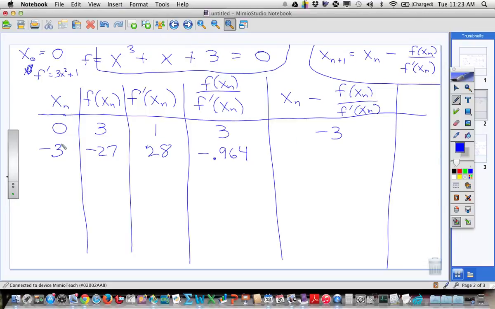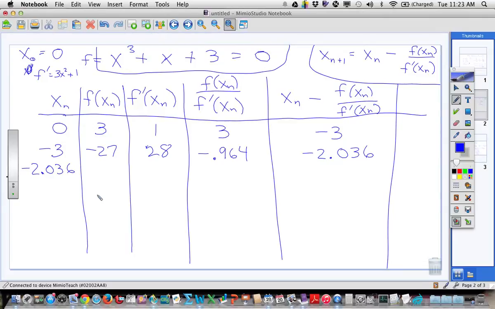Okay, now we want to take this number minus that. So type in -3 minus, and then go up and grab this number so you save all those decimal places. What do we get? Negative 2.036. Now that's going to be our next number here. But remember, we want to save all those decimal places.